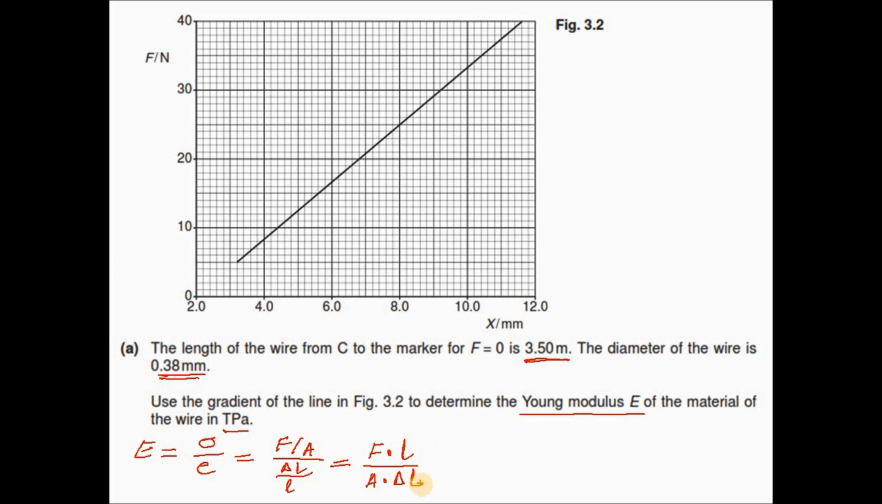If you replace delta L with X, that means extension, which is the reading from the x-axis. They are using X, so you can rewrite this equation as E equals F L over A X. This L is the original length. Area A is pi d square by 4, and in place of delta L I am writing X. Clearly from this equation, F upon X is in fact the gradient of the line, meaning if you multiply the gradient with L over pi d square by 4, you can figure out Young's modulus.